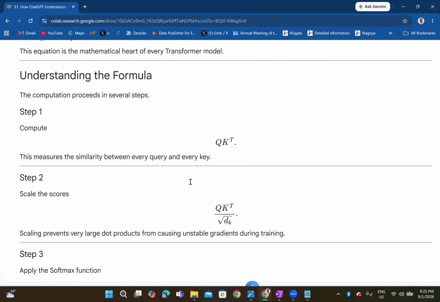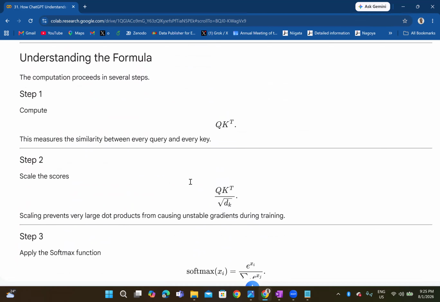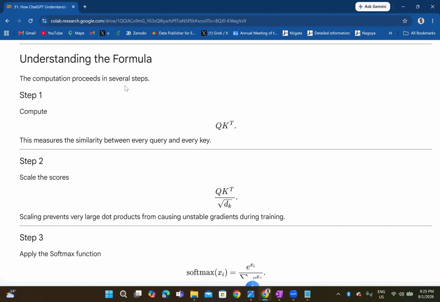Understanding the formula now, the computation proceeds in several steps. First, you compute QK transpose, which is the dot product between the query and the key matrices. This measures the similarity between every query and every key. Then step two, you scale the scores, so you have QK transpose divided by the square root of dk. Scaling prevents very large dot products from causing unstable gradients during training.